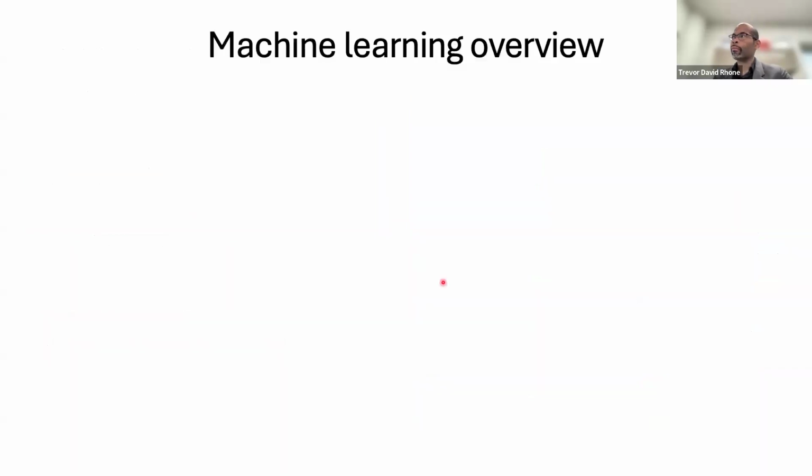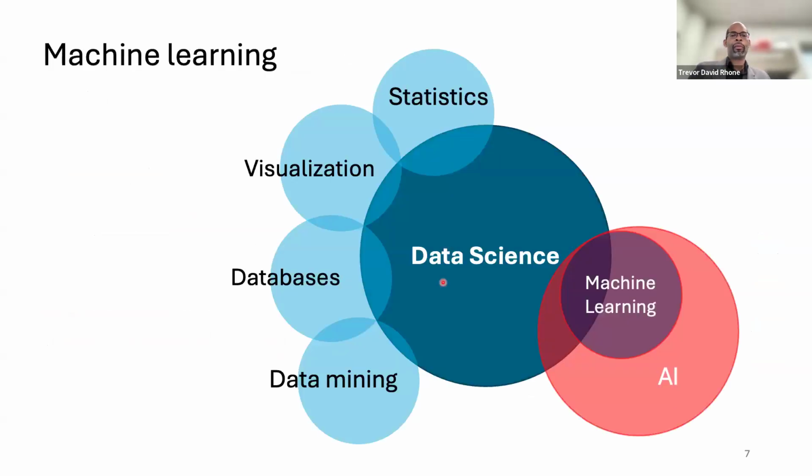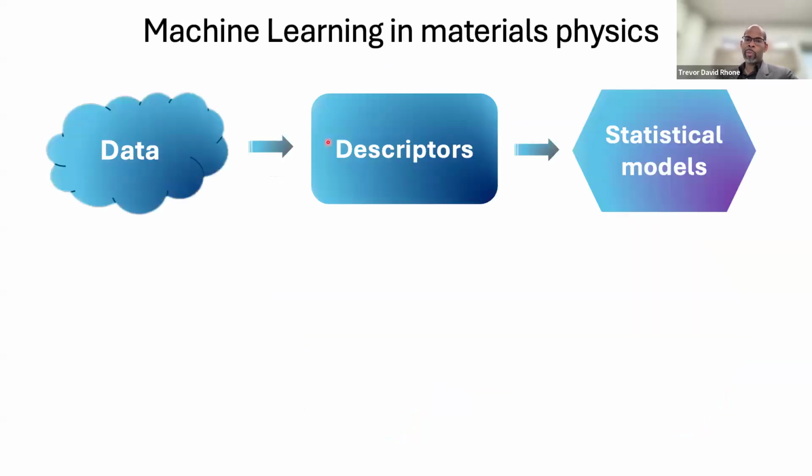Okay, so let's start with a machine learning overview and maybe building some vernacular. So this is AI, and machine learning is a subset of AI, although I'll probably use the terms interchangeably. AI, by definition, incorporates machine learning and robotics control, although robotics control is becoming an increasingly important part of materials science. We'll talk about that today. It intersects with data science, which comprises data mining, databases, data visualization, and statistics. The typical machine learning framework involves three key ingredients: data, descriptors, and statistical models.